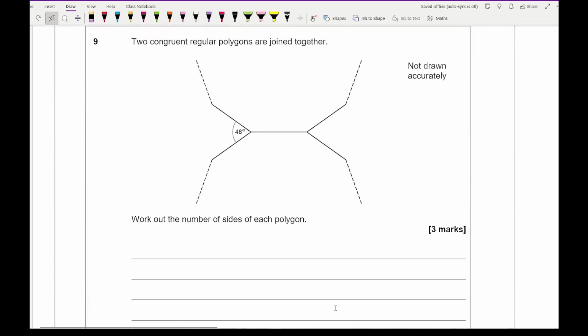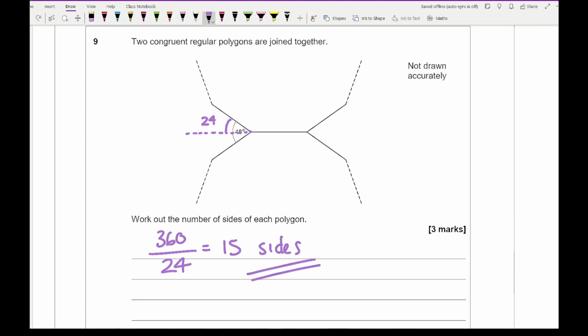Moving on to question 9, it says that 2 congruent regular polygons are joined together. Work out the number of sides of each polygon. Well, for this, we know that we can work out the exterior angle, which is this angle here, which is 24. So if I then do 360 divided by 24, that gives me an answer of 15. So that means that there are 15 sides.